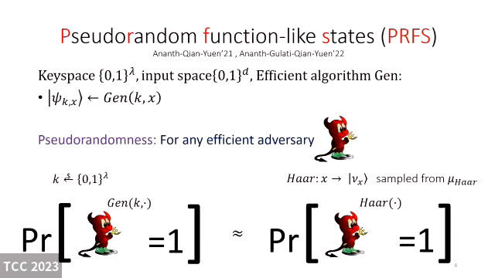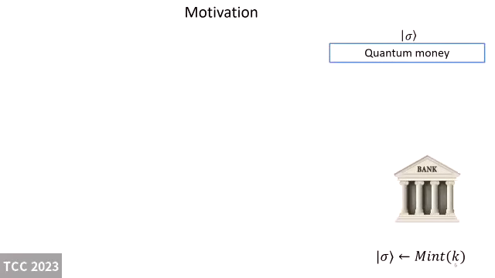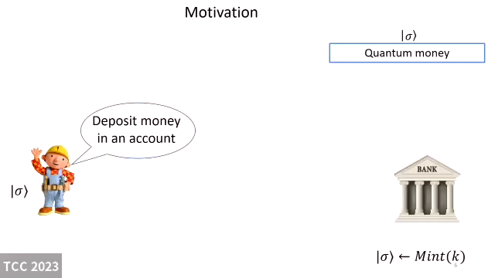Okay. Now, let me go to the next part of the title, which was quantum states with proof of destruction. I would like to illustrate this with the example of quantum money. Imagine you have a bank which has some secret classical information K, using which it mints money states sigma. Now a customer, Bob, comes up and says, look, I have some money and I want to deposit it to an account. It could be his own account or somebody else's account. So how can he accomplish this task?